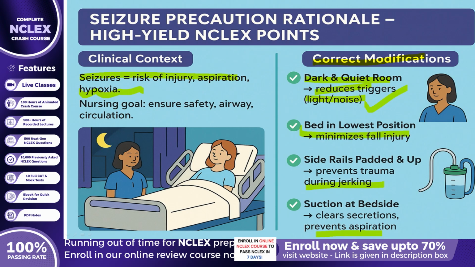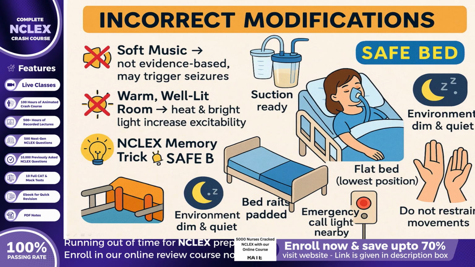Next, let us address the incorrect options. Providing soft, soothing music may appear comforting, but it is not an evidence-based seizure precaution, and certain auditory stimuli could even trigger seizures. Ensuring a warm, well-lit room is also not appropriate because heat can increase neuronal excitability, and bright lights may worsen photic sensitivity, both of which may contribute to seizure provocation rather than prevention.